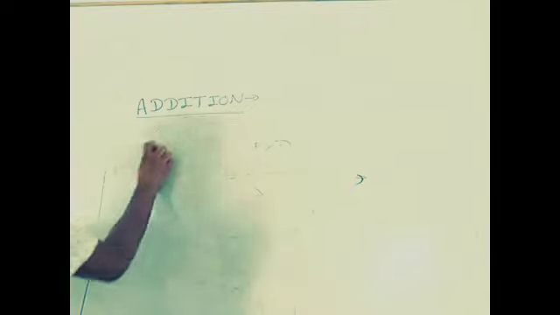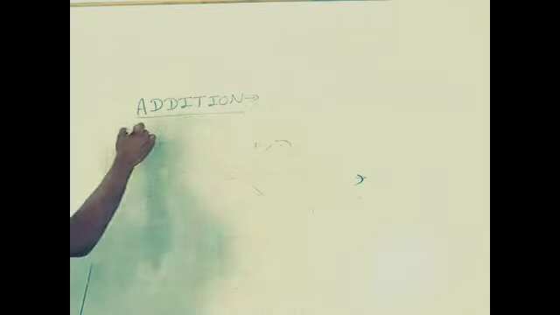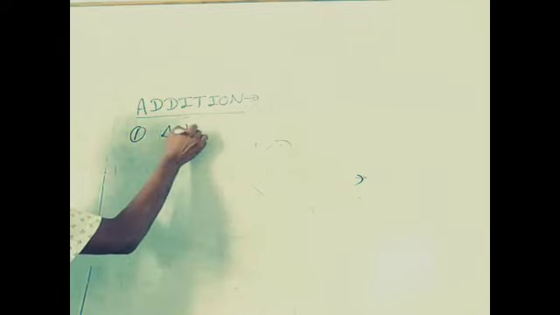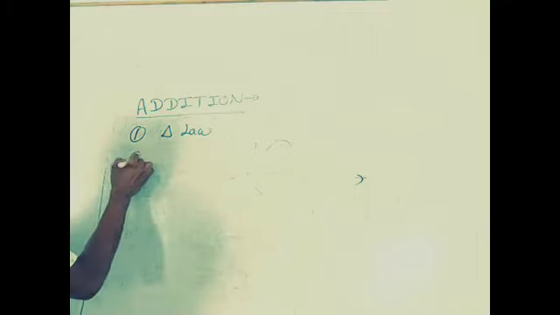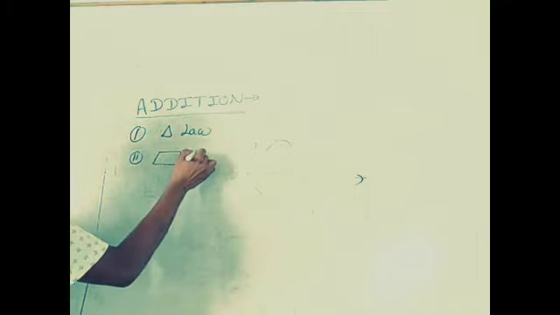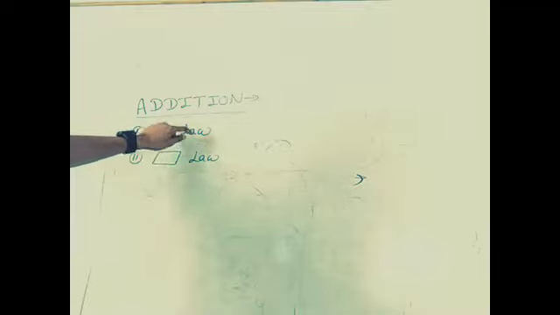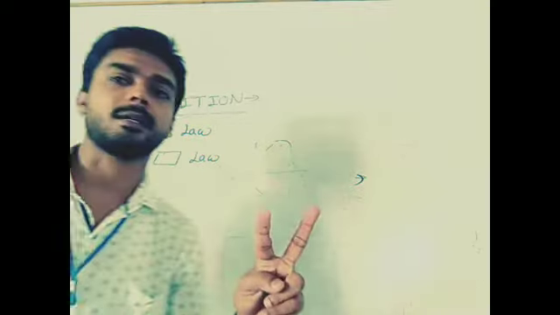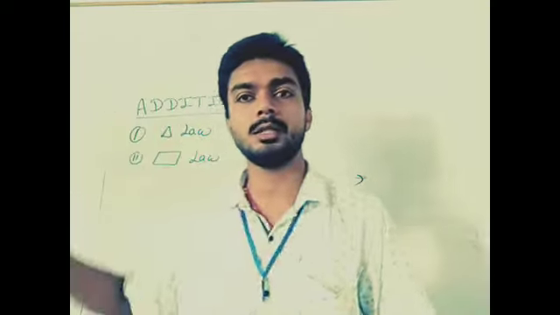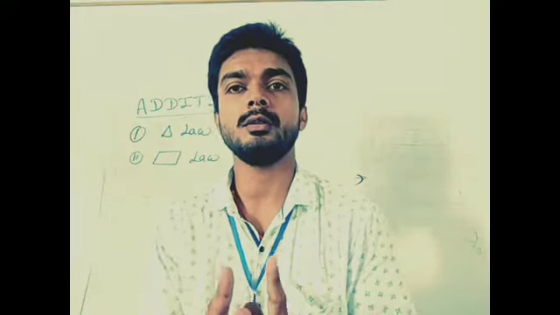Number one is triangle law, and number two is parallelogram law. We have two methods, triangle law and parallelogram law. Students, both are used for addition of two vectors. You can add two vectors using these two laws. First we are going to start with the triangle law.